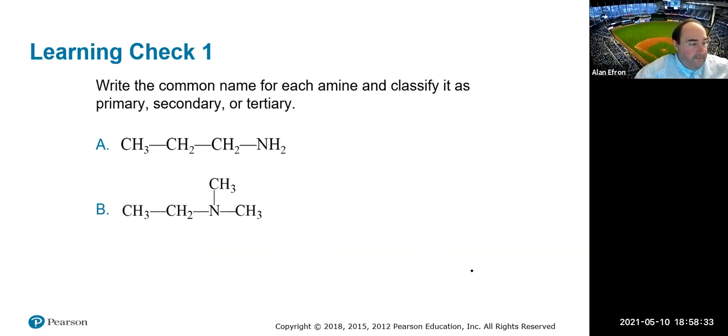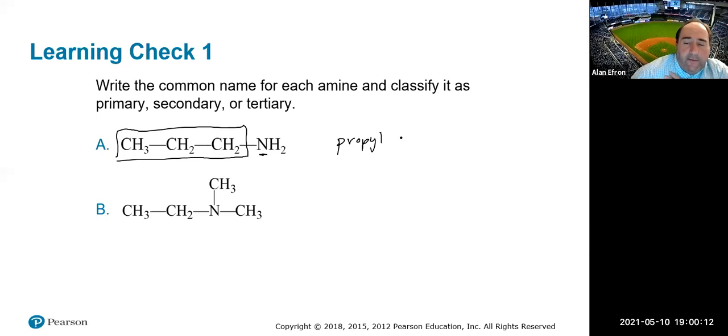Okay, why don't we finish up with these 2 here? We want to write the common name and also classify each of these amines. So see what you come up with here. Take a look. We'll go with that common way of naming. So we go to the nitrogen and find the group that's attached. In this case, it is a 3-carbon group, which means this would be propyl, and then we would just put amine at the end of it. This would also be a primary amine, as there is just 1 carbon that's attached to the nitrogen. Any questions on that one there?